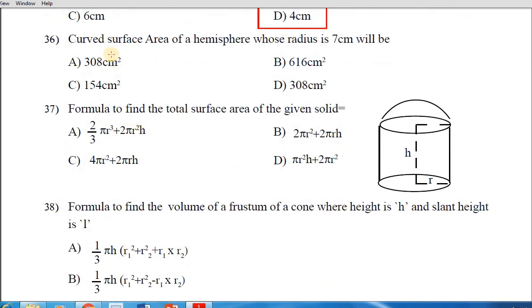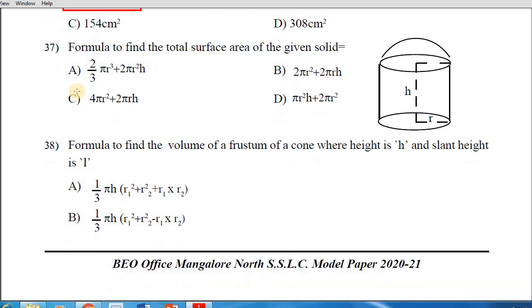So question number 36. Curved surface area of a hemisphere whose radius is 7 centimeters will be. Children, direct question it is. So here they are asking to find the curved surface area of a hemisphere. So you wanted to use the formula 2 pi r square. So substitute pi value and 7 in that formula. It gives option A as the right answer, 308 centimeters square. Let us move on to question number 37.